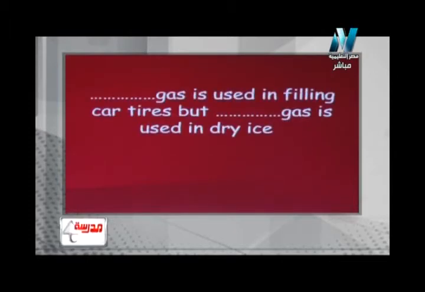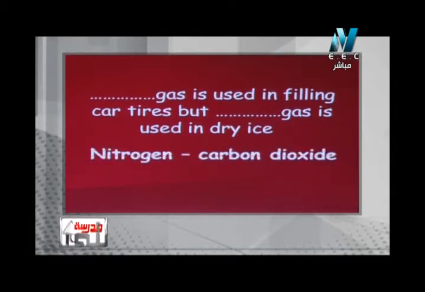Another question. Blank gas is used in filling car tires, but blank gas is used in dry ice. We know from the first term studying that nitrogen gas is used in filling car tires. Surely it will be nitrogen gas, and carbon dioxide gas is used in the dry ice.